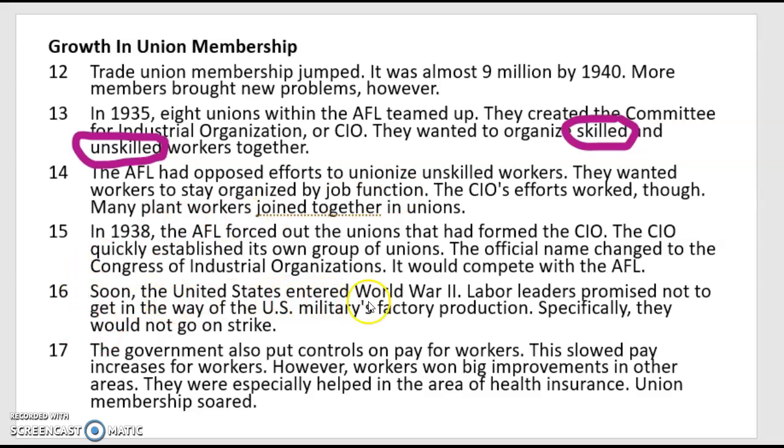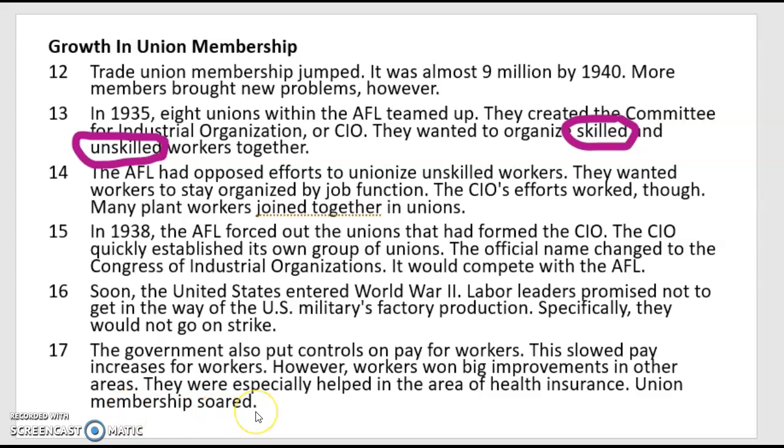Soon the United States entered World War II. There it is again, World War II. We had talked about that in the beginning of the text. Labor leaders promised not to get in the way of the U.S. military's factory production. Specifically, they would not go on strike. The government also put controls on pay for workers. This slowed pay increases for workers. However, workers won big improvements in other areas. They were especially helped in the area of health insurance.